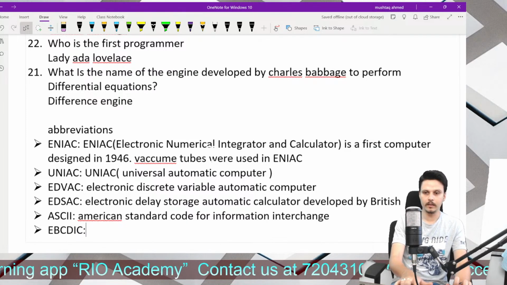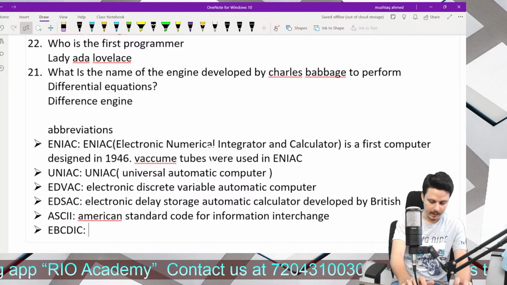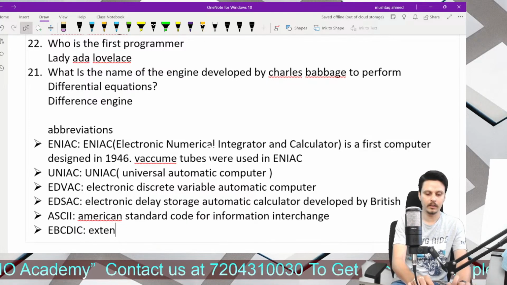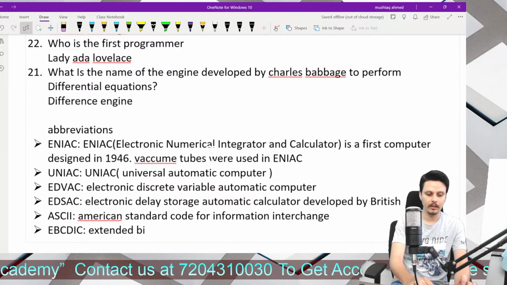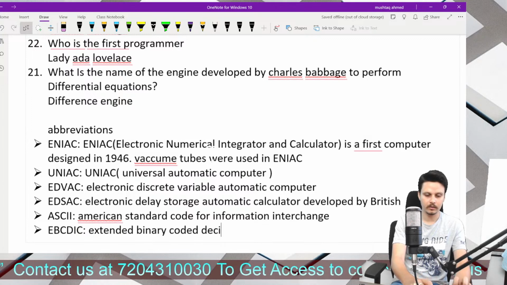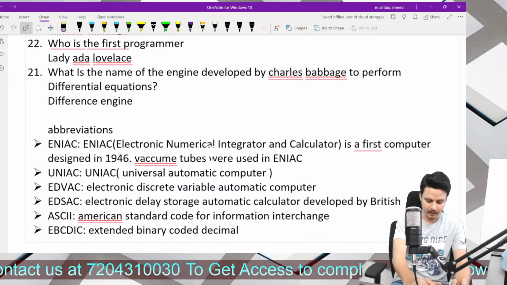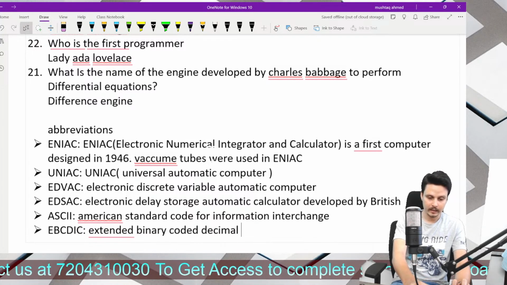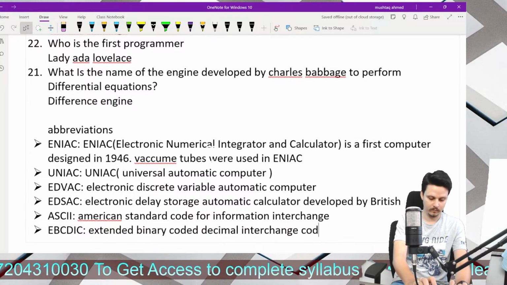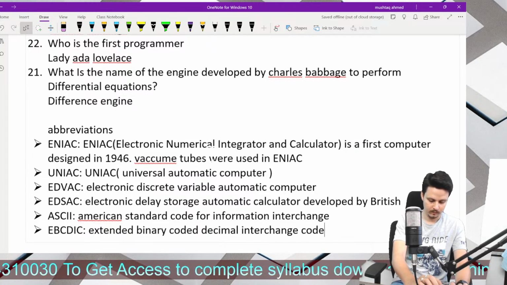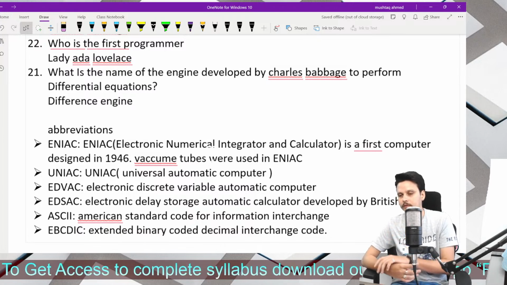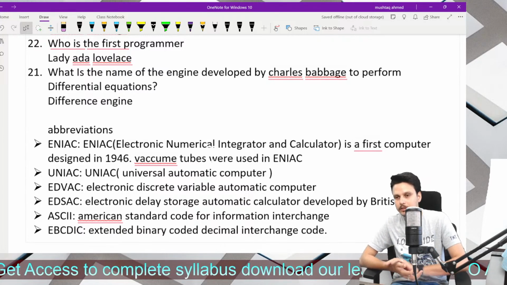EBCDIC is Extended Binary Coded Decimal Interchange Code. So these are the abbreviations.